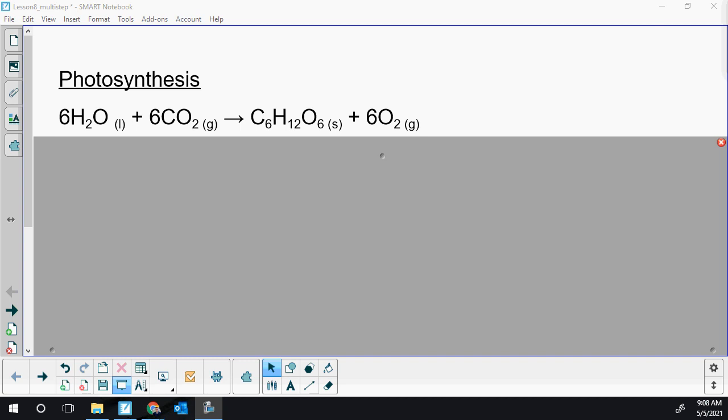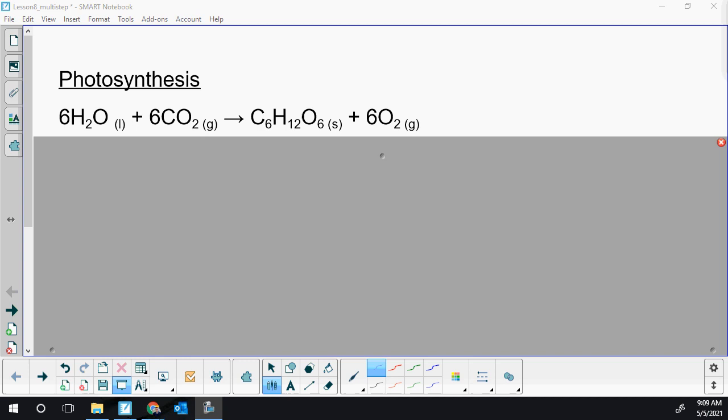So the first thing I want to go over in this multi-step theme lesson is some information about reactions that you must know. It is an expectation of the curriculum that you are familiar with photosynthesis, cellular respiration, and how that relates to open and closed combustion.